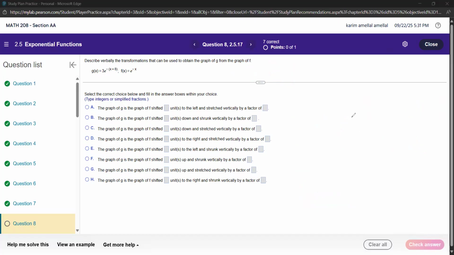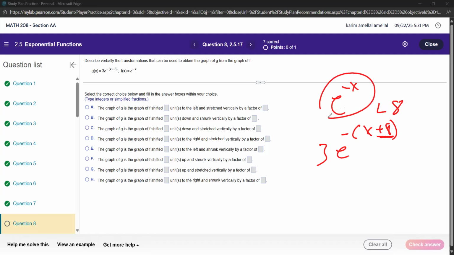Okay, so in this question, we have e power negative x, and it was transformed to be 3 times e power negative x plus 8. In the transformed function, we see plus 8. So plus means left, and 8 units to the left. And the whole function was multiplied by a factor of 3. If the factor was greater than 1, like 3, that means a vertical stretch happened to the function.